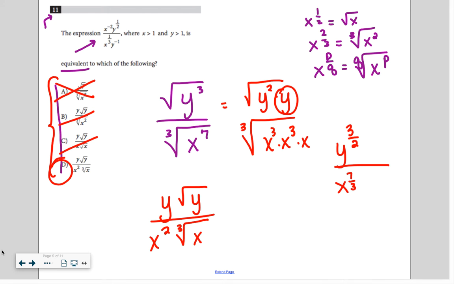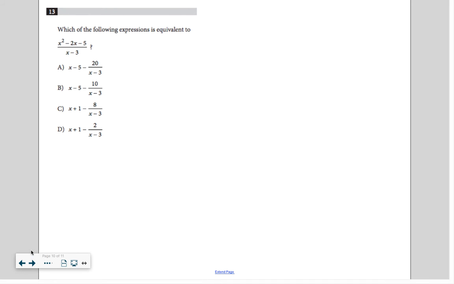That was a little bit harder, but again, the idea of equivalence is just make them look different. Look at it in a different way. Radicals are one way to write these, but we could also write them with exponents. All right. The last one we're going to go over today says, which of the following is equivalent to this? Again, I'm just looking for an equivalent expression.